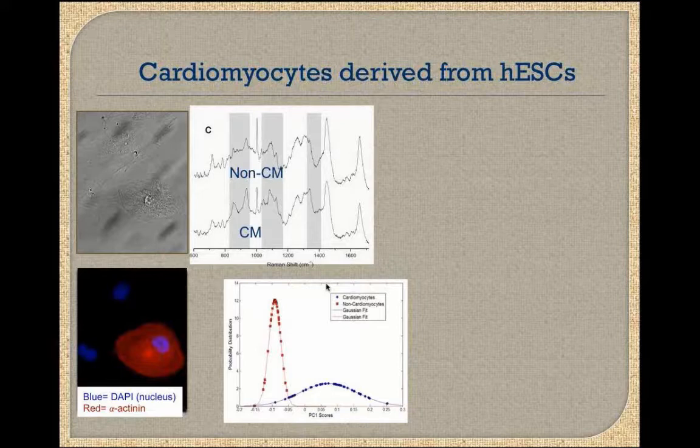In this case it was a principal component analysis, and you can see a very clear distinction between the non-cardiomyocytes and the cardiomyocytes. So this provided a classification accuracy of 95% sensitivity and specificity for identifying the cardiomyocytes in a heterogeneous cell population as obtained from the differentiation.